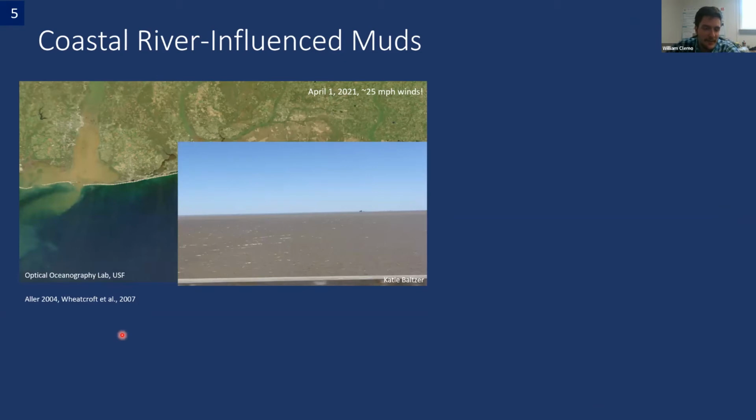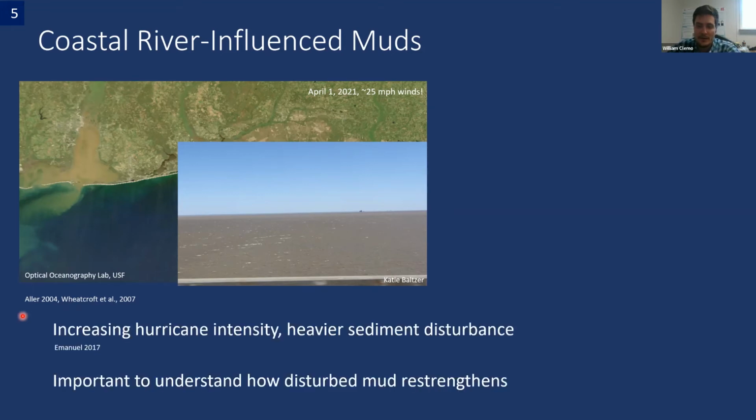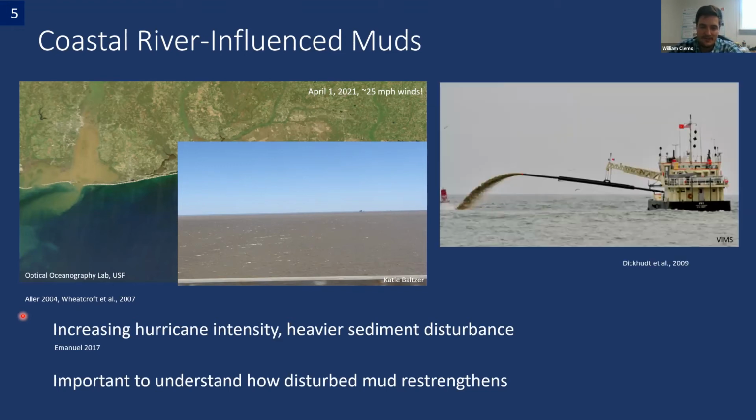This disturbance impacts sediment biogeochemical and physical structure. And with hurricane intensity expected to increase due to global warming, coastal sediments may experience heavier disturbance in the future. So it would be especially important to understand how quickly disturbed muddy sediment re-strengthens, not only from a biogeochemical cycling standpoint, but also for coastal engineering applications such as sediment diversions, channel building, and dredge disposal.